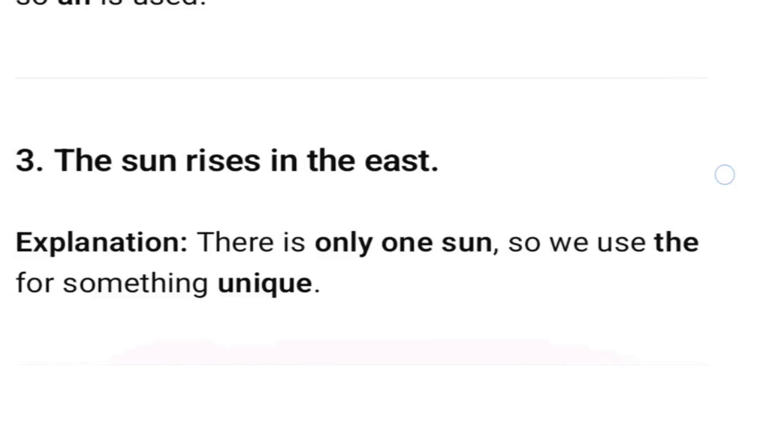Question 3. Dash sun rises in the east. Dash sun. Which article has been used? The sun. Why the sun? Because there is only one sun. So we use the for something unique.